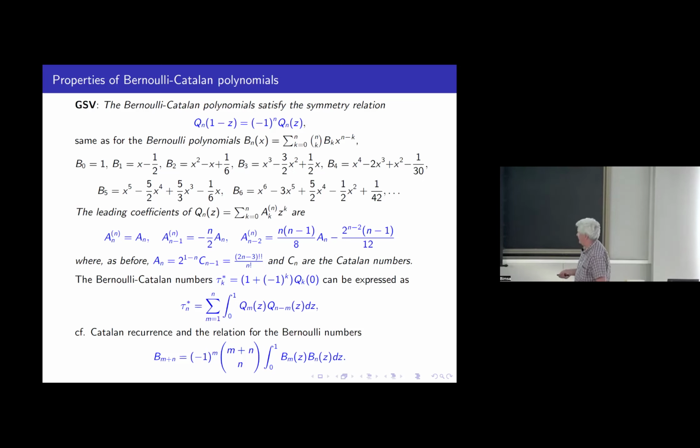And the relation you can write down as an integral also, and there is a similar relation for Bernoulli numbers. So this parallel with Bernoulli polynomials is quite substantial, but I wouldn't say that they're similar. There is a common property, but they are very far from each other. Bernoulli-Catalan numbers and polynomials are much more complicated because it's quadratic. It's a non-linear recurrence relation for Bernoulli-Catalan numbers.